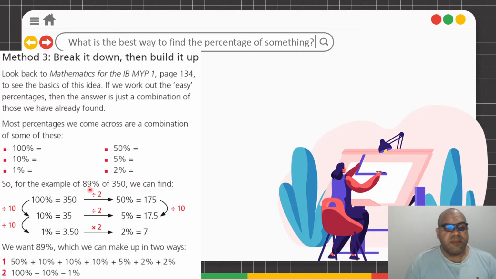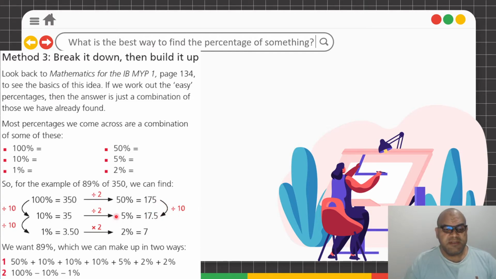Great. And break down the number. Like, for example, 89% of 350. What is 100% of 350? 350, yes, everything. And 50% is half of this. What is half of this? 175. Very easy. And for 10%, you divide by 10. Divided by 10 will be 35. And for 5%, divided by 2, we got 17.5.